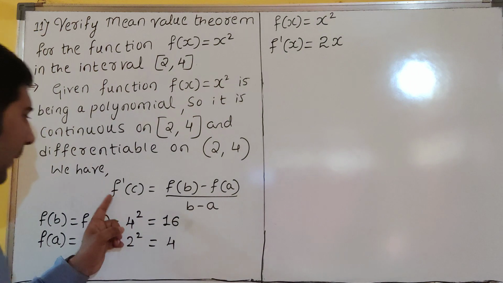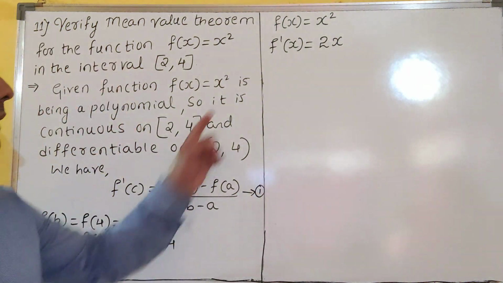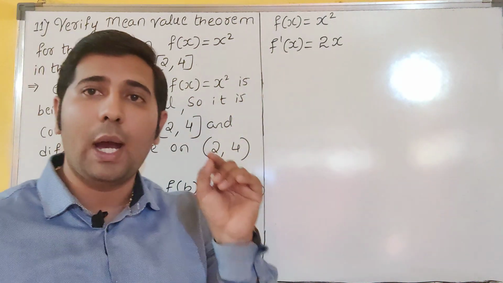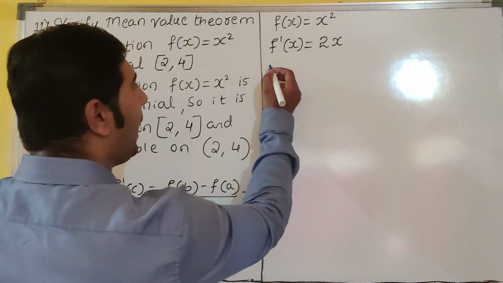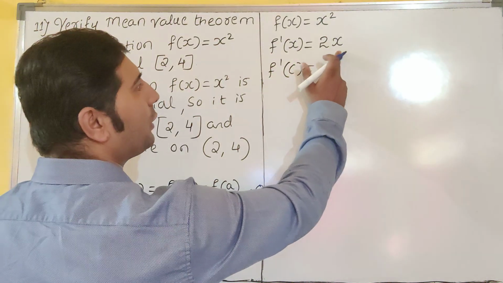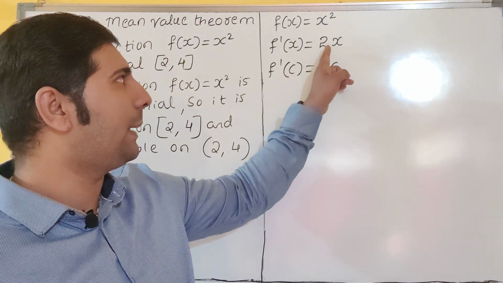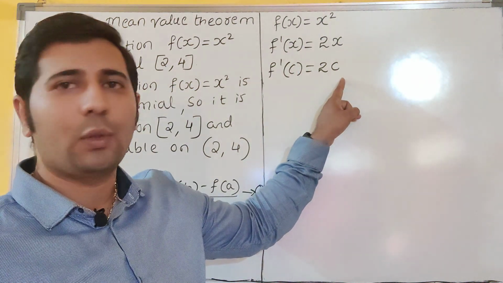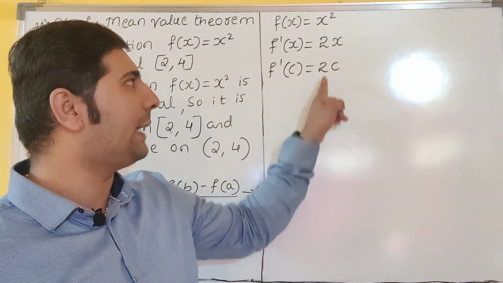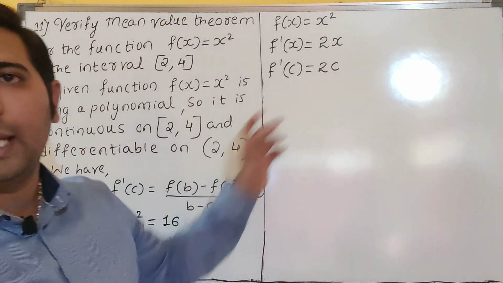Now I have to find f dash of c. So you call this as equation number 1. F dash of c I have to find. In place of x, we have to replace by c, dear students. I have to find f dash of c, which means I will replace x by c. F dash of c is becoming 2c. In place of x, I am putting c. So that's why 2x has become 2c. So now we will substitute all these values in equation number 1.